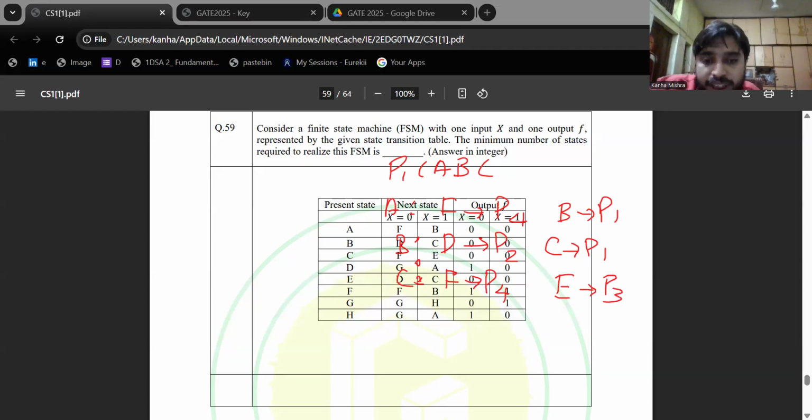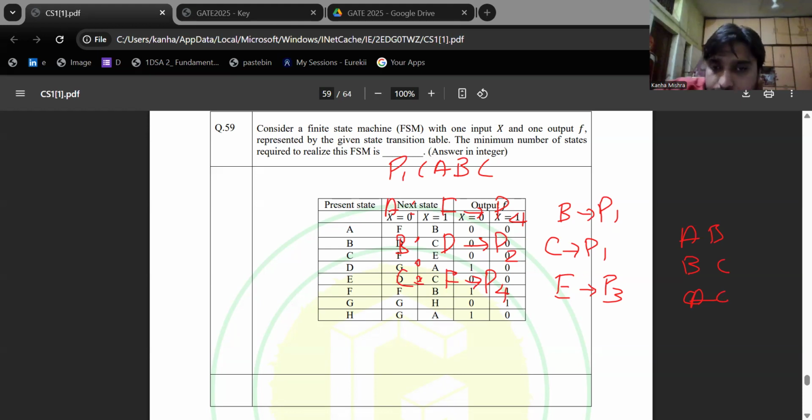Let's compare: A and B are different, B and C are different, A and C are different. So A and B different, B and C different, and A and C is also different. So let's split them, because P4, P2, P1, P3, and P1, P3 are not equal, correct? So we will split them into three: A, B, and C.